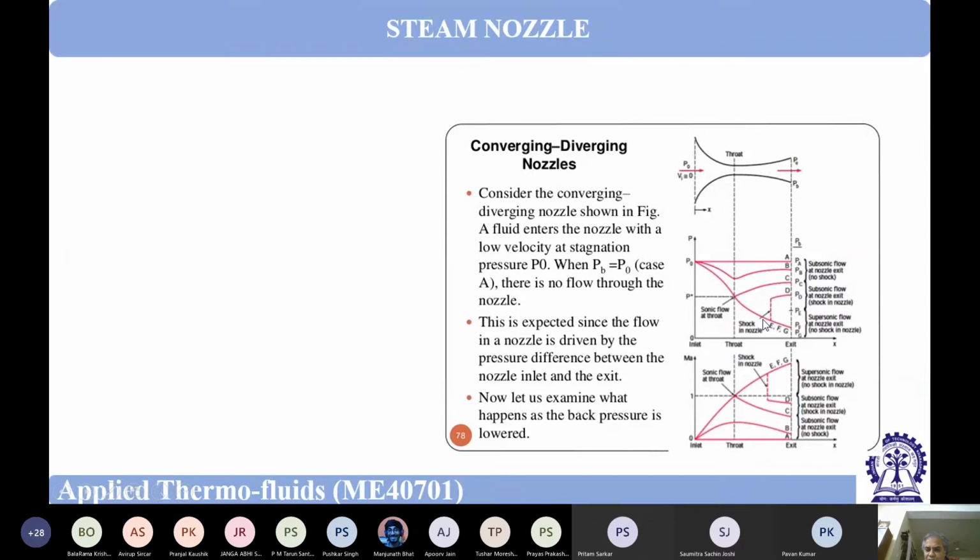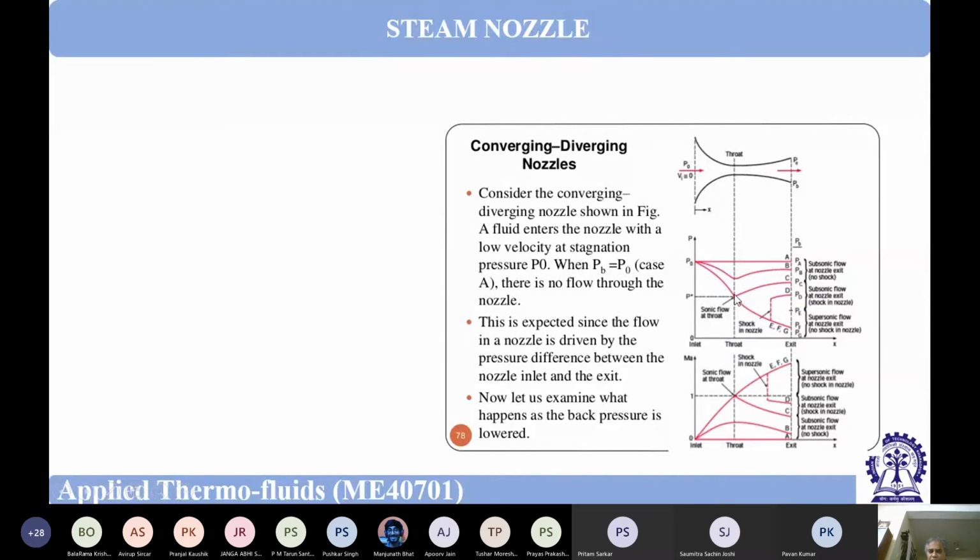But if I am working at the design back pressure, then up to the end of the nozzle we will have supersonic flow, and at the end of the nozzle the flow will come out as supersonic flow. Then we get the maximum velocity difference, and that gives the maximum thrust, the largest jet velocity, everything. So it is very important that I work at the design back pressure. At any other back pressure in between, there will not be supersonic flow.